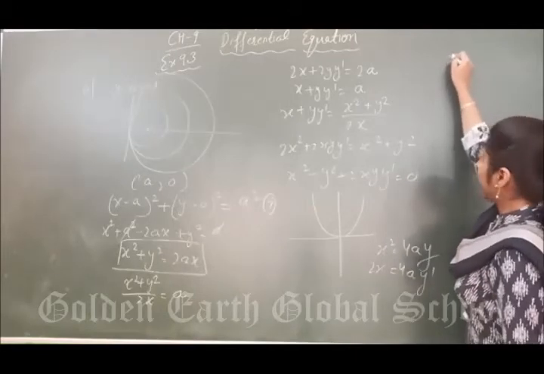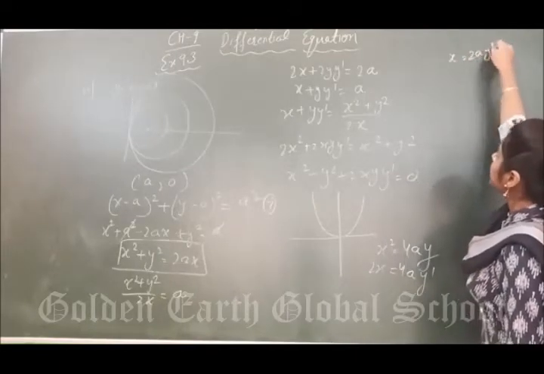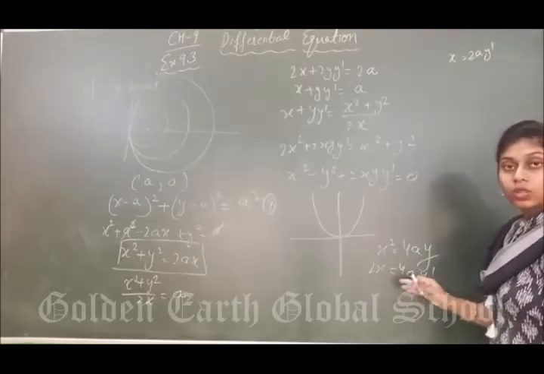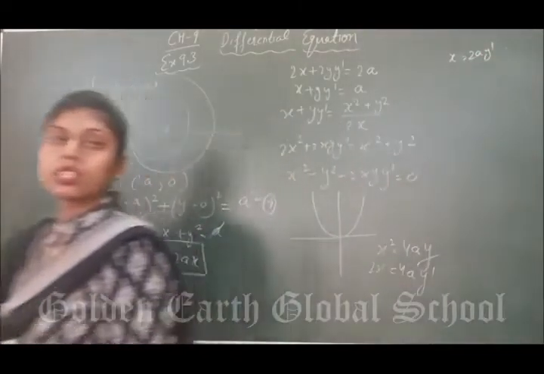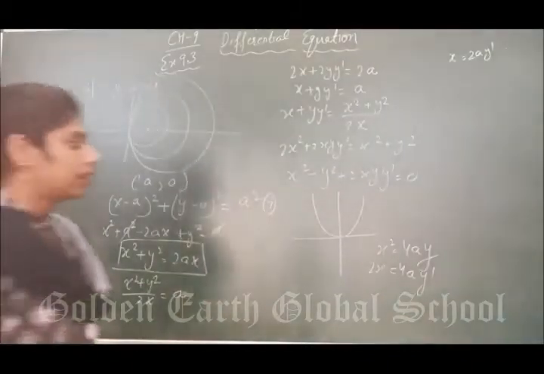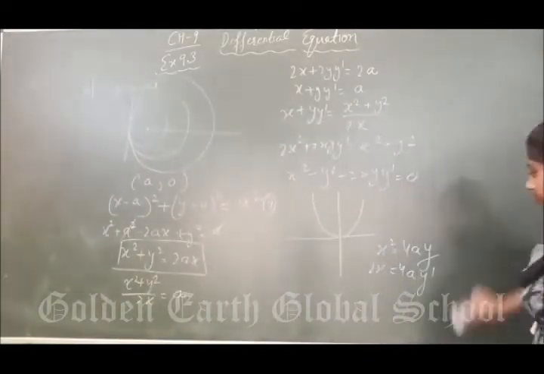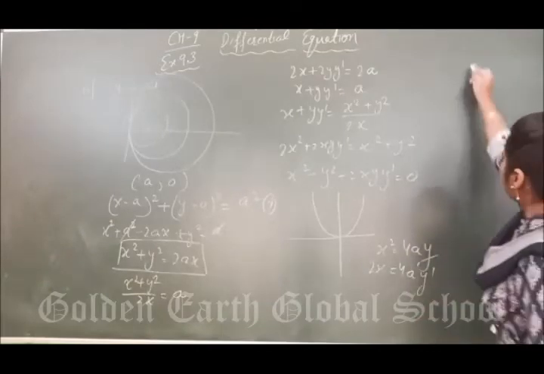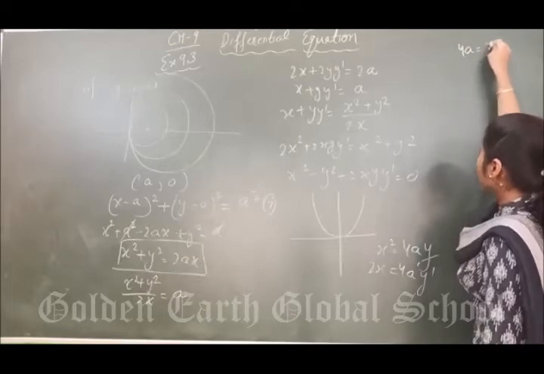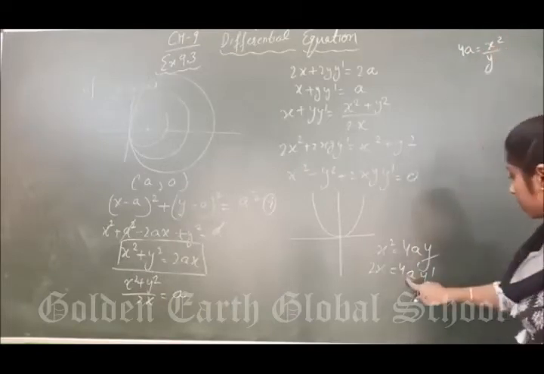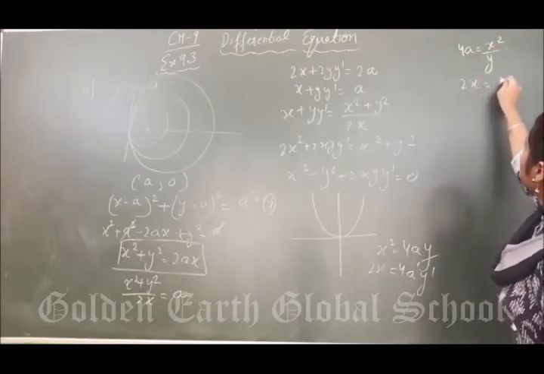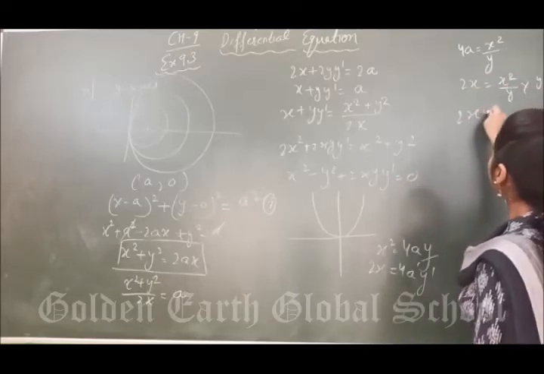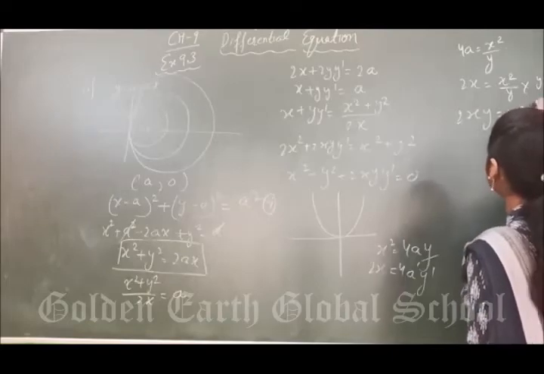So x is equal to 2ay'. You can find the value of 4a only, because in the first equation there is again 4a. From these two equations we have to eliminate 4a. From the first equation, find the value of 4a, which is x square upon y. Put it in the second equation: 2x equals x square upon y into y'. So 2xy equals x square y'.